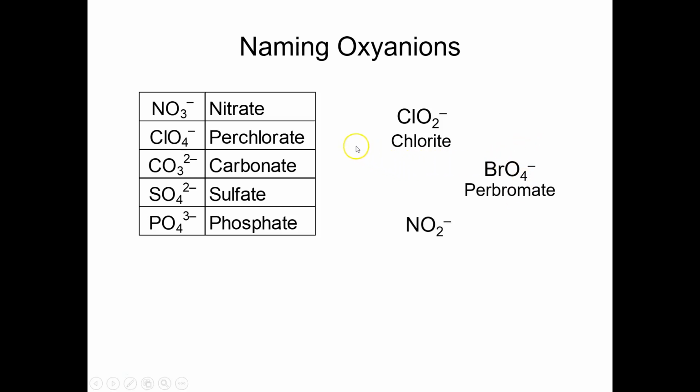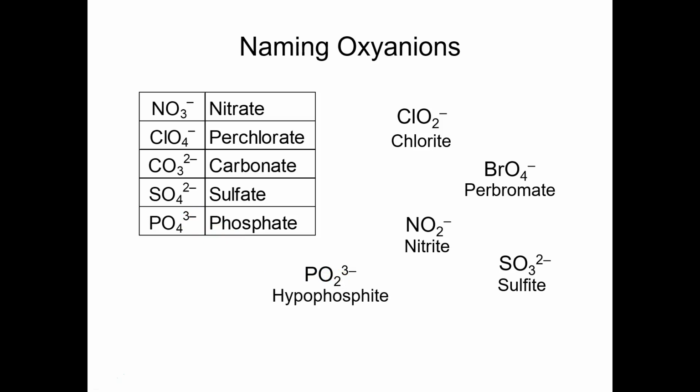NO2 minus, we've already looked at this one. NO3 minus is nitrate, therefore NO2 minus is nitrite. SO3 2 minus, we've also looked at that one because SO4 2 minus is sulfate. We can guess that SO3 2 minus is sulfite. PO4 3 minus would be phosphate. Therefore, PO3 3 minus would be phosphite. Therefore, PO2 3 minus would be hypophosphite.